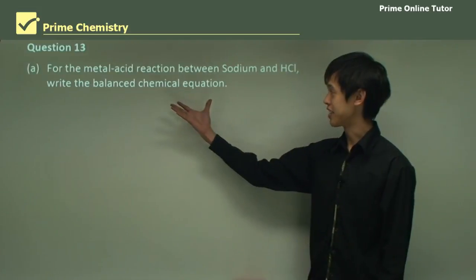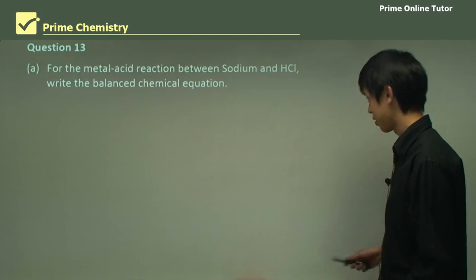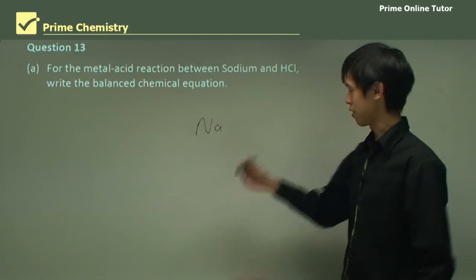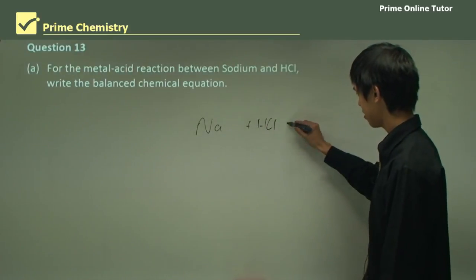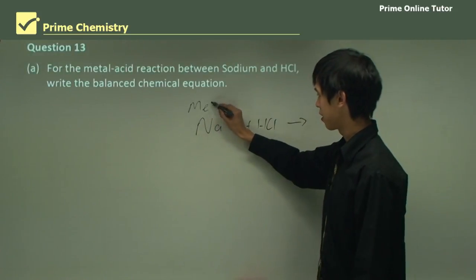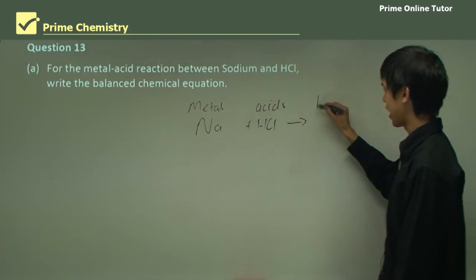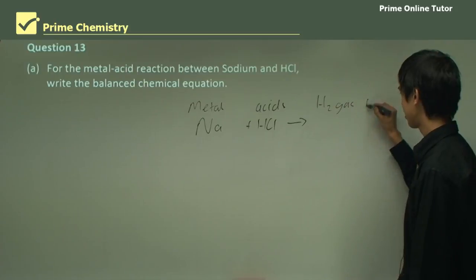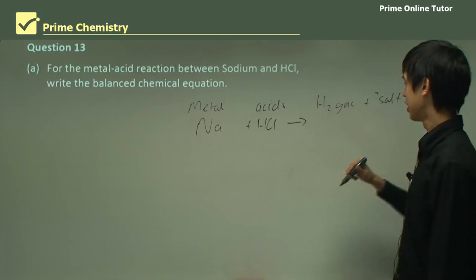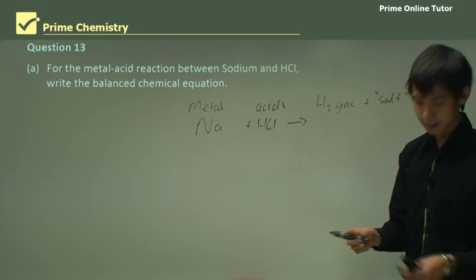Okay, so for the metal-acid reaction between sodium and HCl, write the balanced chemical equation. Okay, so we've got sodium, which is Na, plus HCl. Now what does it give us? Well, when we look back at year 10, we realize that metals and acids react to give you H2 gas, hydrogen gas, plus some kind of salt. Okay. Now that salt is just a metal and a non-metal bonded together ionically.